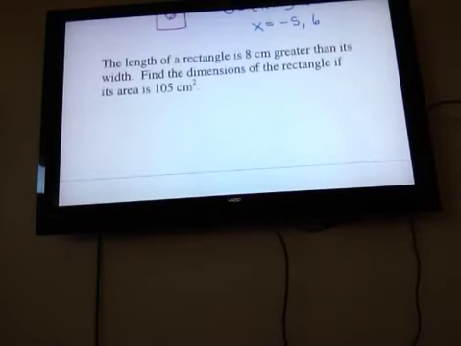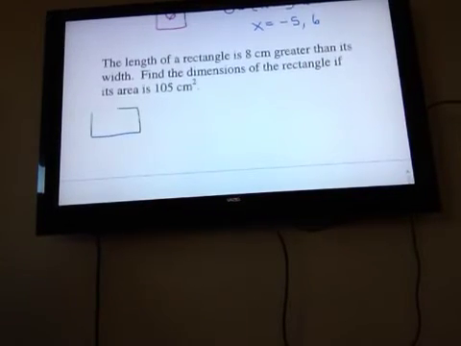The length of a rectangle is 8 centimeters greater than its width. I will tell you that the thing I find that people miss the most on these is they don't read carefully enough. Okay, because sometimes it might say 8 greater than twice the width, or 8 greater than 3 times the width, or 6 less than 5 times the width. So make sure you're reading all of the words, okay?